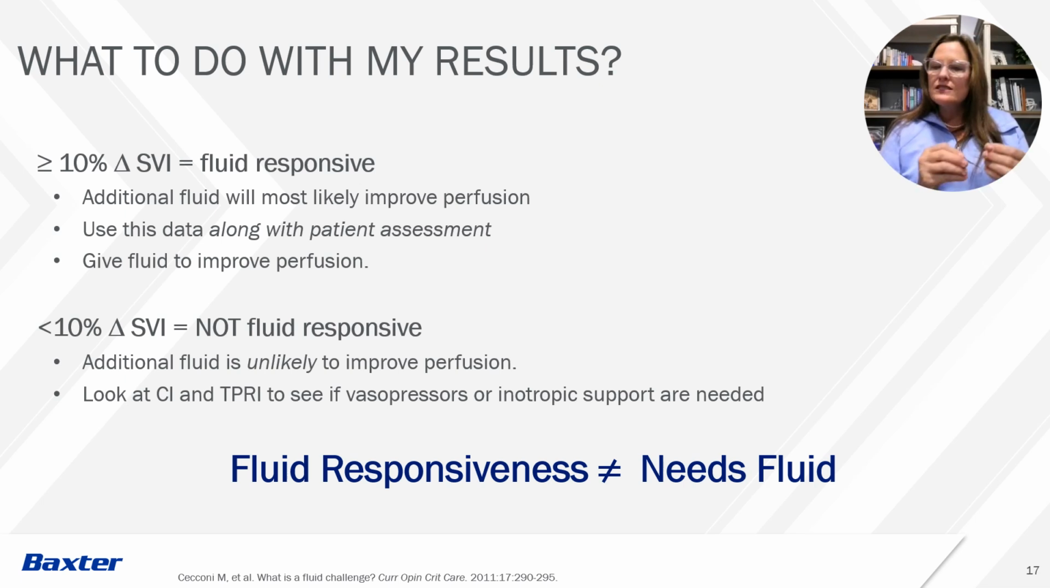So we're going to use this data along with your patient assessments and give fluid to improve perfusion if that's appropriate. Now, if the stroke volume index or stroke volume is less than 10% with that passive leg raise, your patient is not fluid responsive. So additional fluid is unlikely to improve perfusion. So we're going to look at things like cardiac index, TPRI, to see if vasopressors or inotropic support are needed.